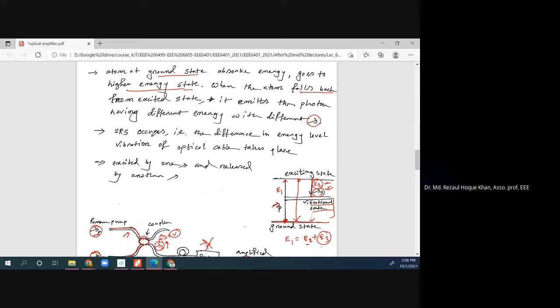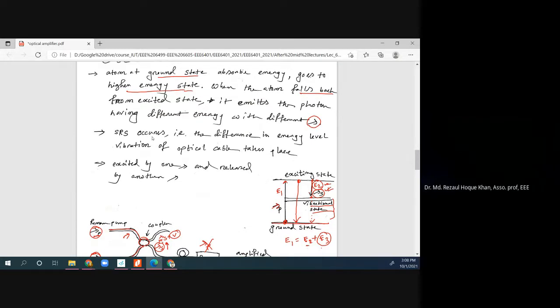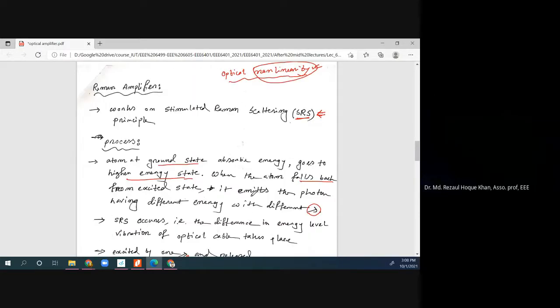So SRS occurs from the difference in energy level of vibration, which is excited by one lambda and released by another lambda. This is the main principle of SRS, stimulated Raman scattering, where it is excited by lambda p, which is the pump, and released by another, which is lambda s. This is how a signal is amplified by this non-linearity.